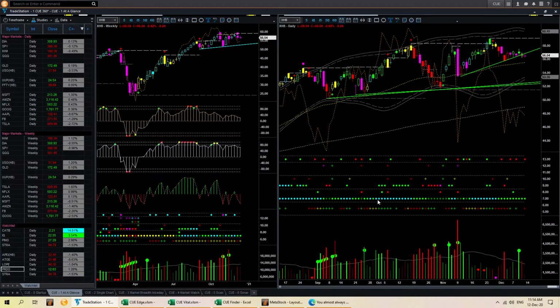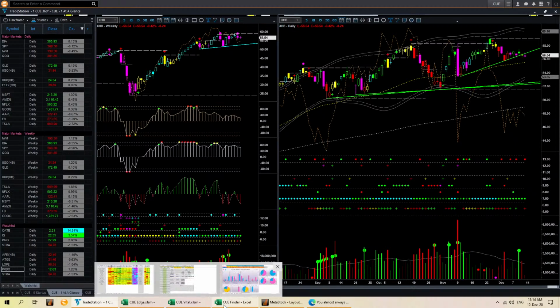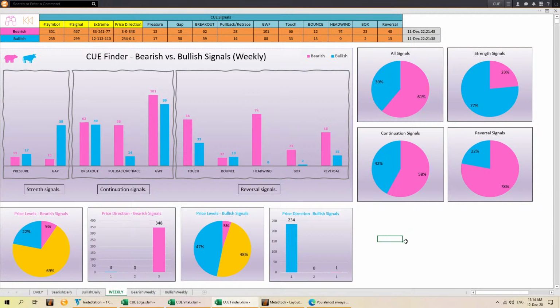Okay. I think we have gone beyond 1 hour today, but I think it was useful discussion. Let's look at Finder now. The weekly Finder that shows the balance between bulls and bears using all the important Q signals. This week, all signals, overall it is bearish.